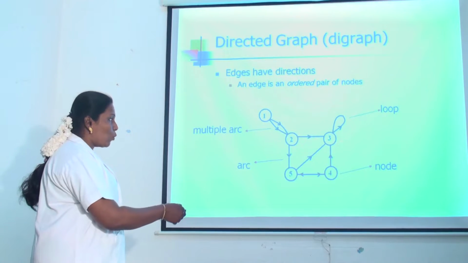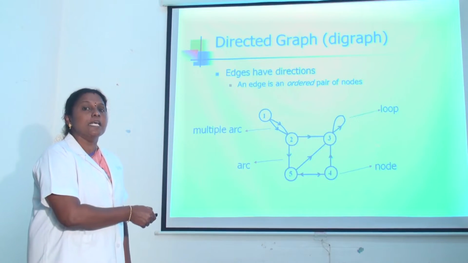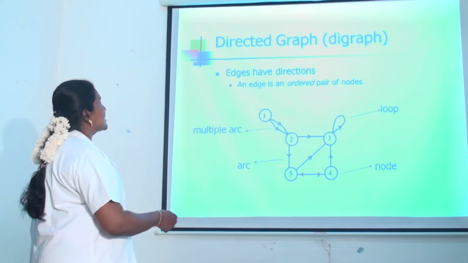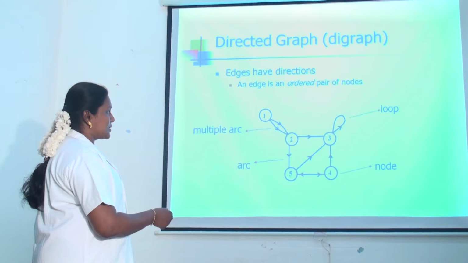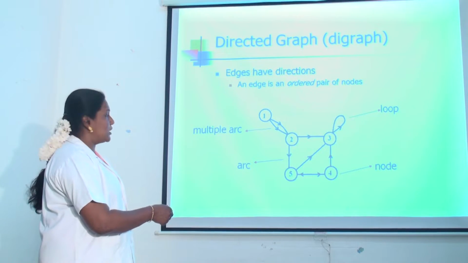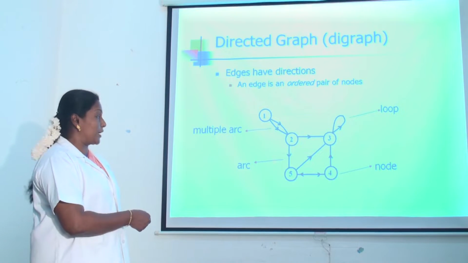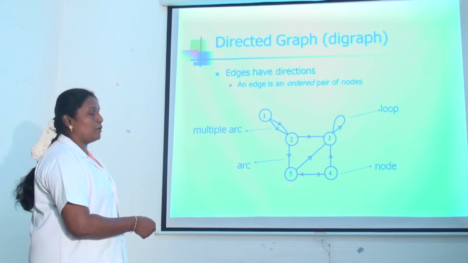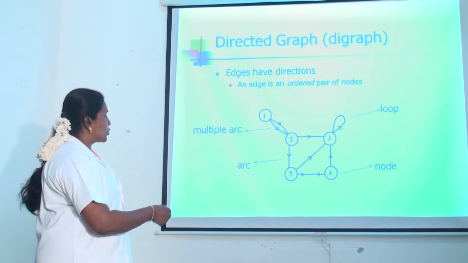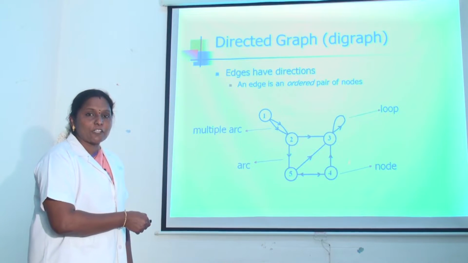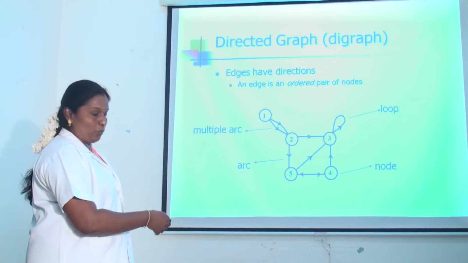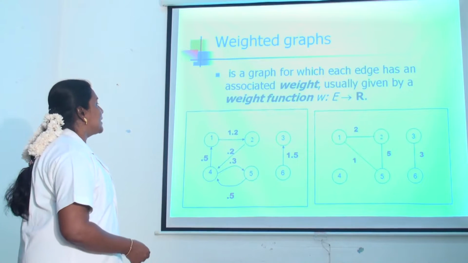3 has only one loop. What is that loop? Self loop. Okay, 1 to 2 is a direction. Again, 1 to 2 is in direction. What is this? Multiple arc. Here also the same: 2 to 5 has only one arc. This is also a direction. There is no direction between 5 to 2. Okay, and the next is weighted graph.